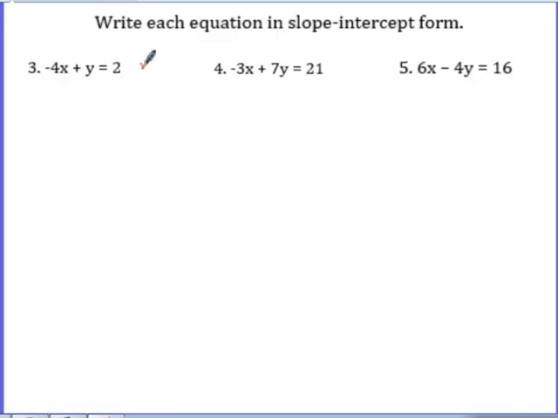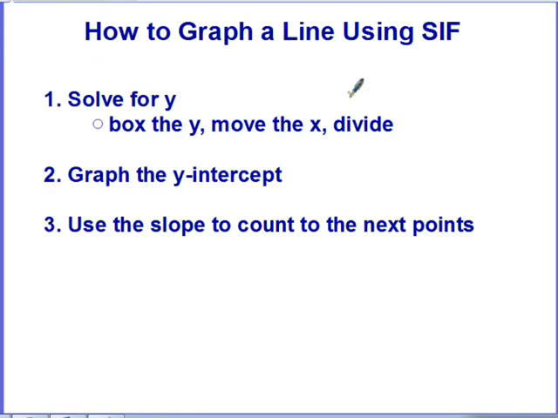Alright, sometimes you're going to have to solve for y. You're going to have to get y by itself. So here are some examples. If we were going to write these in slope-intercept form, I need them to be in the form y equals mx plus b. So I have to get y by itself. So if we look back at the steps, I gave you some hints. Box the y, move the x, and then divide. These steps should work every time for getting a line in slope-intercept form.